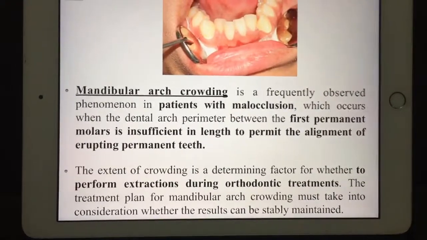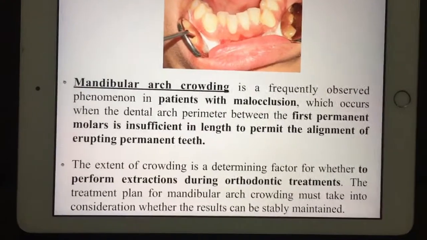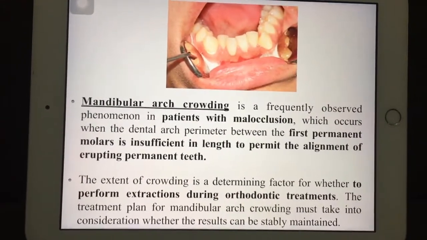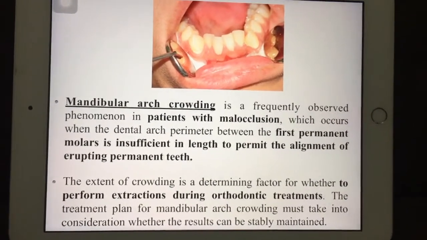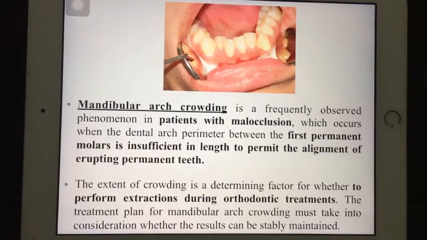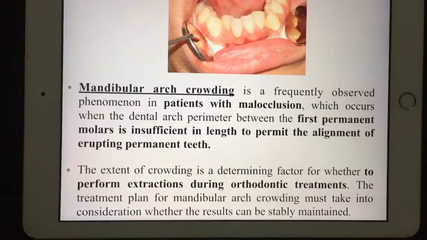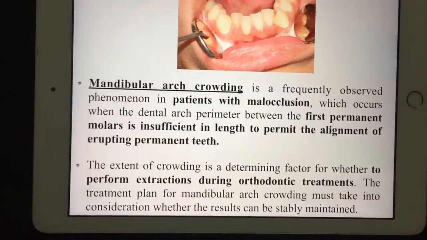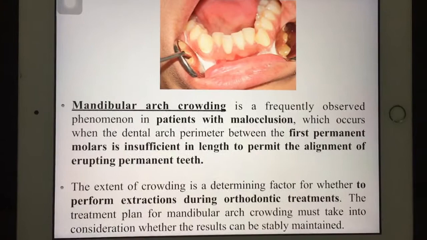So, crowding is a factor for whether to perform extractions during orthodontic treatments. The treatment plan for mandibular arch crowding must take into consideration whether the results can stably maintain. So, sa pagtitreat ng orthon, hindi mo naman kailangan porket may crowding, hindi mo naman kailangan mag-direct agad sa extraction para mag-gain ng space. Kailangan mo pa rin mag-consider ng ibang treatment or mas conservative.